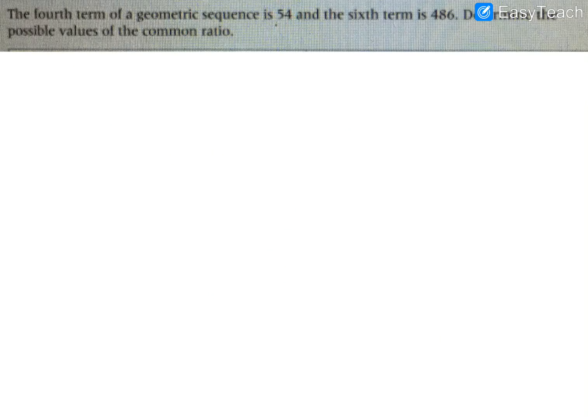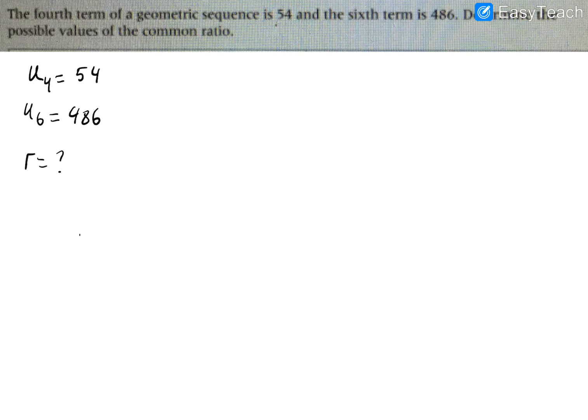Okay. So let's look at the third question. The fourth term of the geometric sequence is 54, and the sixth term is 486. We need to find the common ratio. Let's put all the information down before we move. So the fourth term is u4 equal to 54, u6 equal to 486. Okay, we're looking for r.